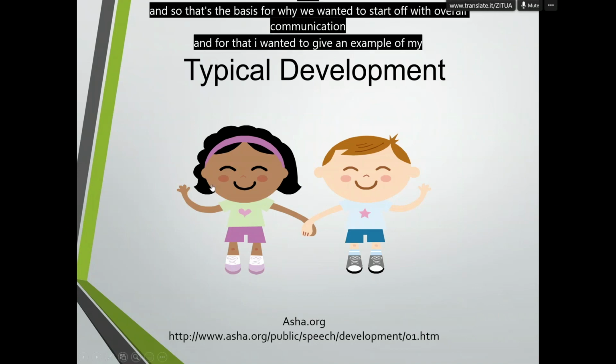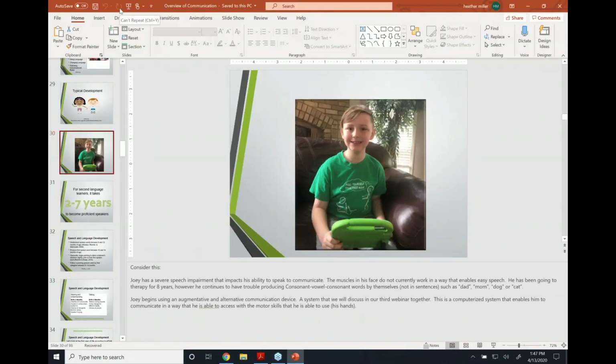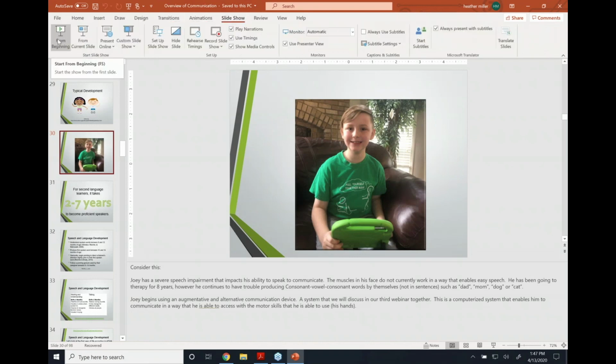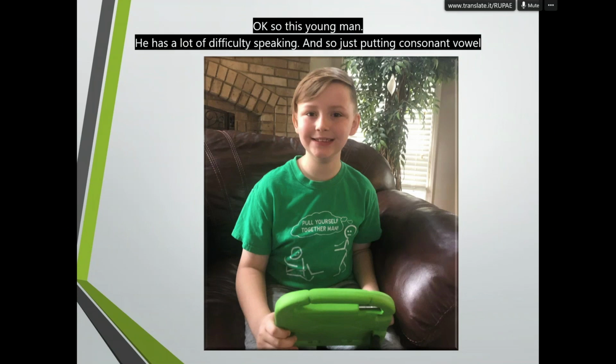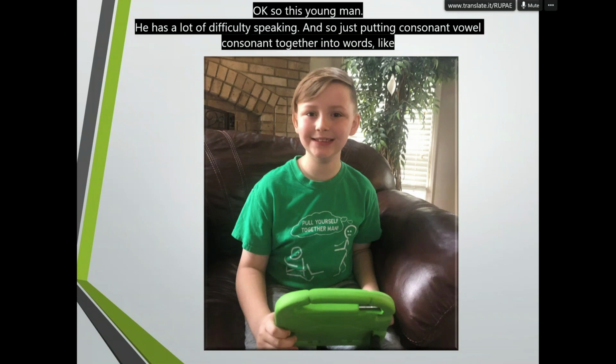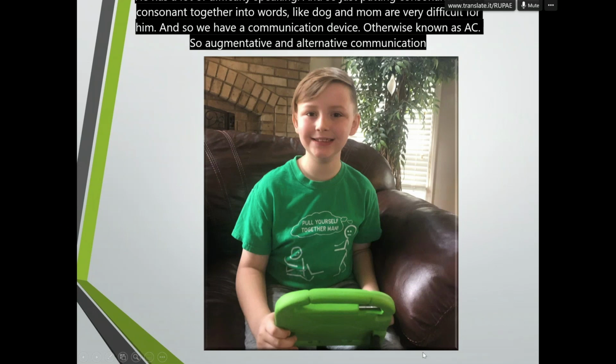So Joey is on here somewhere. Okay, so my young man, he is not a speaker right now. He is not a fluent speaker, let's say. This young man has a lot of difficulty speaking, and so just putting consonant, vowel, consonant together into words like dog and mom are very difficult for him. And so we have a communication device, otherwise known as AAC, so augmentative and alternative communication. You might hear it called speech generating device.